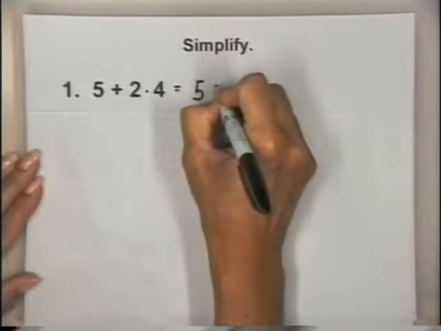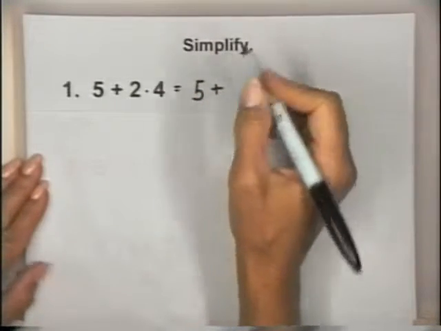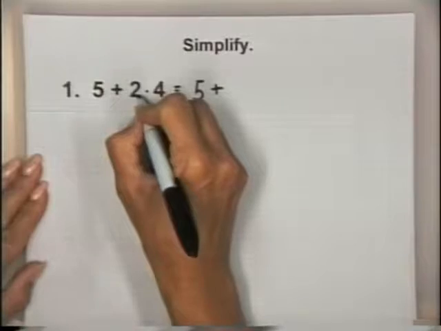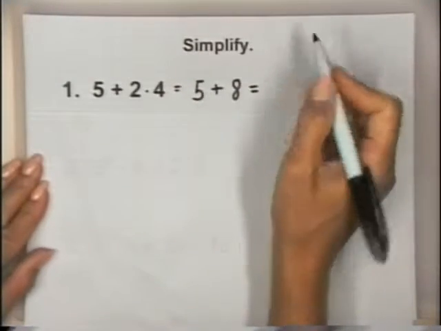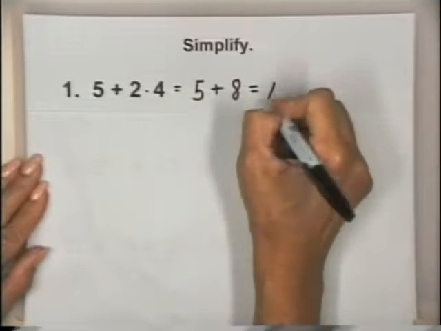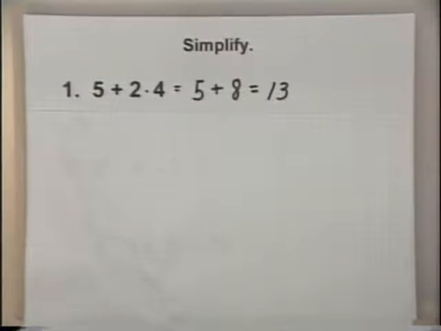So the first thing we're going to do here is to move from left to right. We'll write the 5. We skip over the addition, but we want to perform the multiplication. 2 times 4 is 8. Then we'll say 5 plus 8 is 13. We'll take care of the addition.